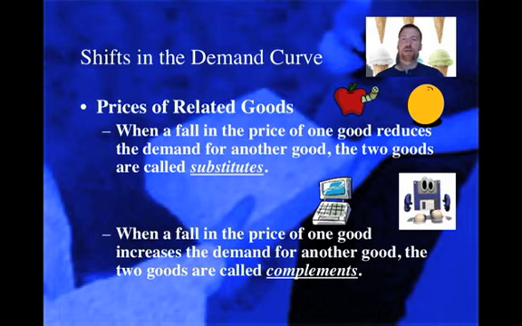Complements, on the other hand, go together. Gasoline and cars, software and computers, ketchup, mustard, hot dogs, hot dog buns. Ice cream, chocolate syrup. And so when the price of cars goes down, well, the demand for gasoline is going to go up. If the price of computers, laptops go down, well, the demand for software will go up because, again, they are complements.